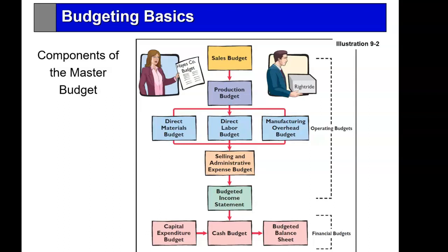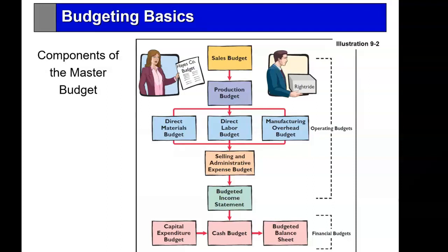Then for our purposes, we're going to focus on the cash budget and make sure we have enough money coming in from sales to meet the production budget, the purchasing budget, the direct labor budget, the overhead, and the selling and admin budget.